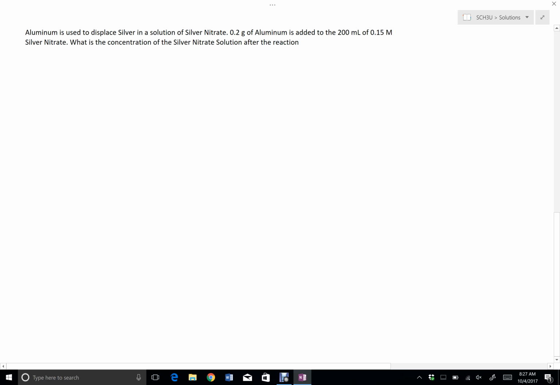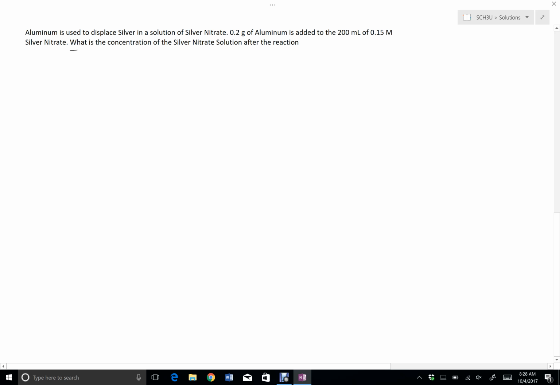All right, here's another limiting reagent question that involves some solutions. Aluminum is used to displace silver in a solution of silver nitrate. 0.2 grams of aluminum is added to 200 milliliters of 0.15 molar silver nitrate. What is the concentration of the silver nitrate solution after the reaction?